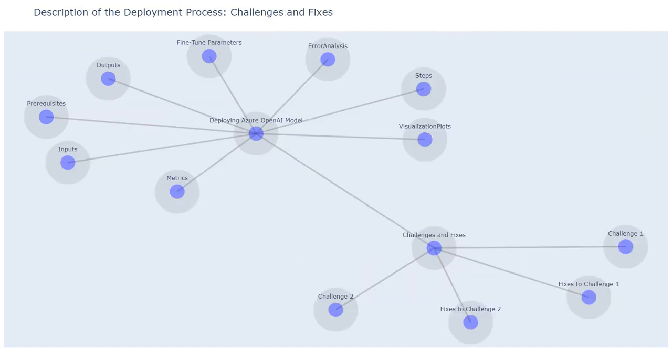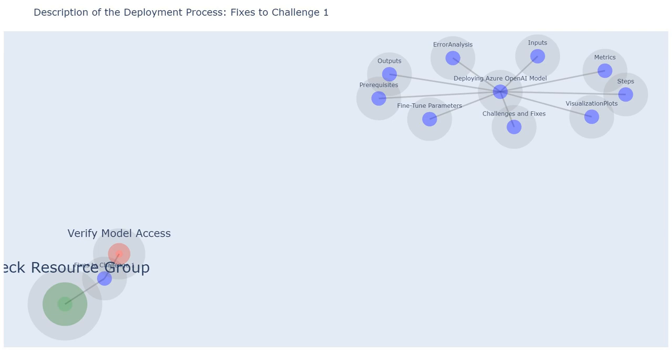Fixes to Challenge 1. Check resource group. This involves verifying that the Azure resource group associated with the deployment is correctly configured and has the necessary permissions and resources to host the OpenAI model.